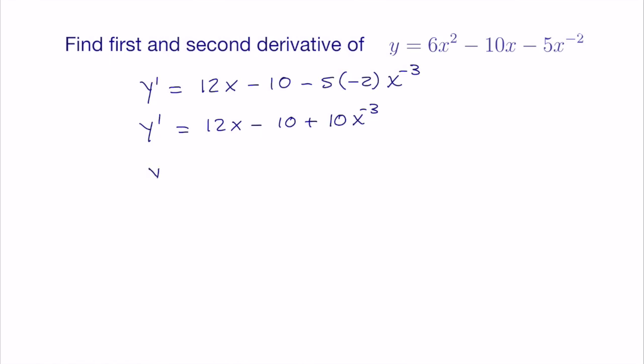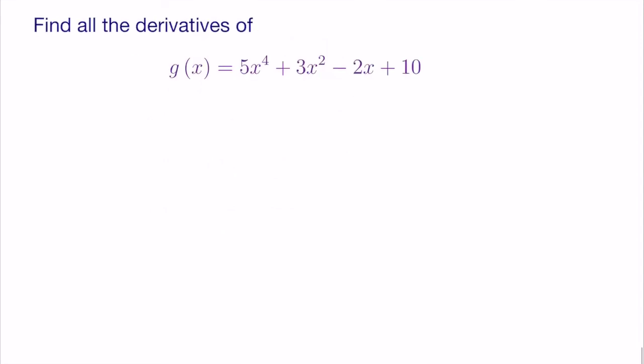Now let's do the second derivative. You just have to derive again. The derivative of 12x is 12. Derivative of 10 is 0. I don't even write it. And then I derive the last one, which I'm going to multiply the negative 3 to the front and lower the power by 1. So the second derivative is 12 minus 30x to the negative 4. Voila! And in this last example, we're going to find all derivatives of this.